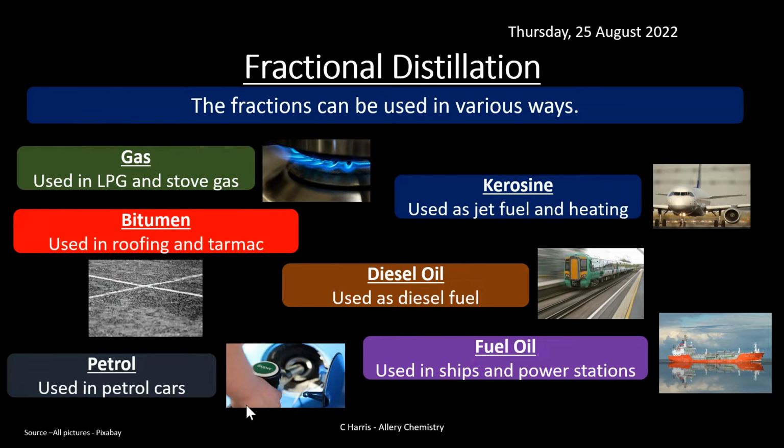And then, finally, the one that comes off right at the bottom is bitumen, and that's used in roofing and tarmac, etc. So all of these have come from crude oil, and we separate them out to provide different uses. And that pretty much runs our day-to-day life. We rely heavily on fossil fuels to do all these things. So you can see it's quite a useful product, I suppose.